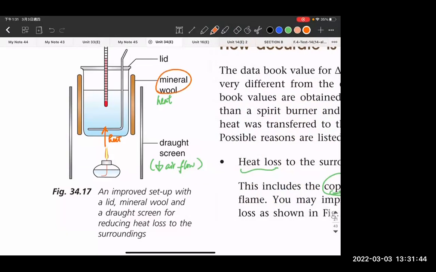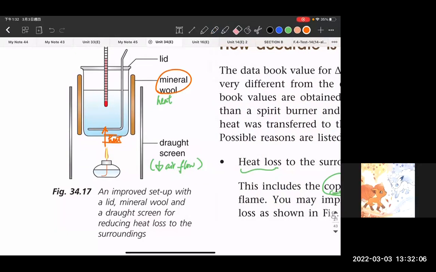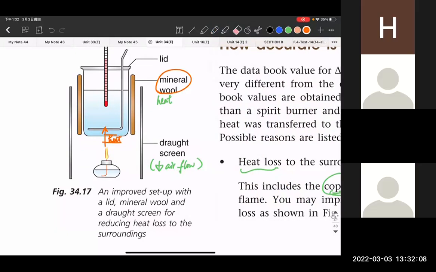If you want to say that the mineral wool is to block the absorption of heat by the copper, the mineral wool should be placed here, right? Why not? Why would they place it on the sideway of the calorimeter this time? What does it help? Can you get my point? So what is the use? What is the function?